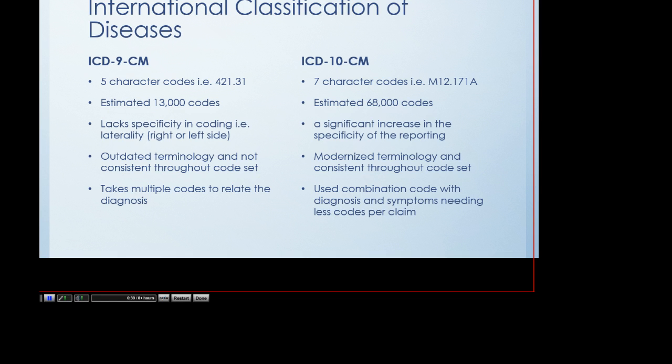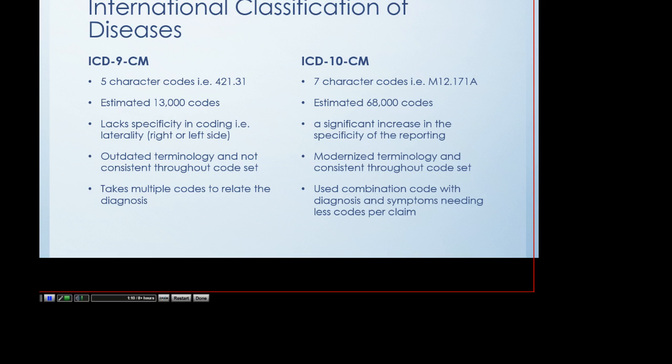We have about 13,000 codes now in ICD-9 to choose from, whereas when ICD-10 comes to play, we'll have about 68,000. And like I said, the biggest difference is that significant increase in specificity of reporting. For instance, in ICD-10, we'll have separate codes for the right or the left side, where in ICD-9, there's no laterality.